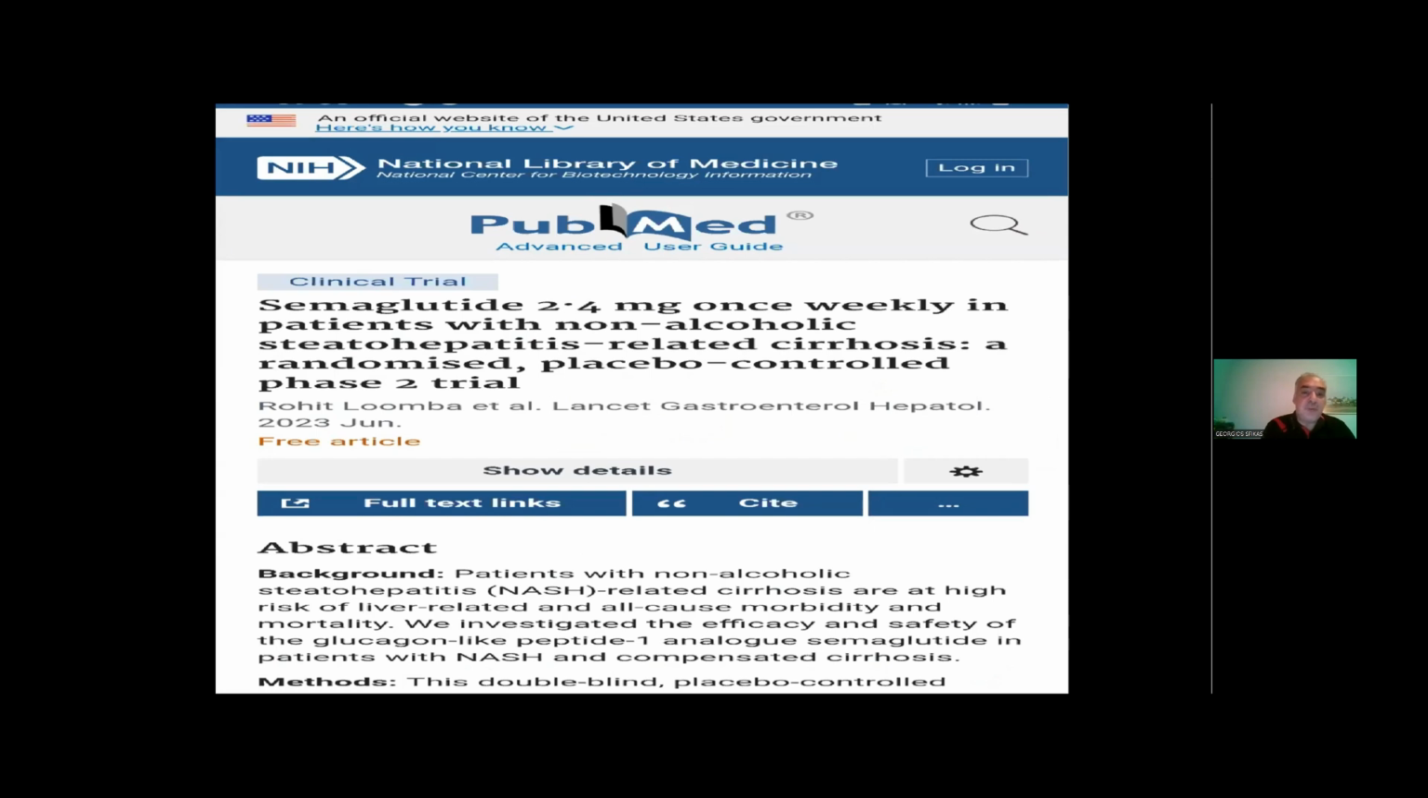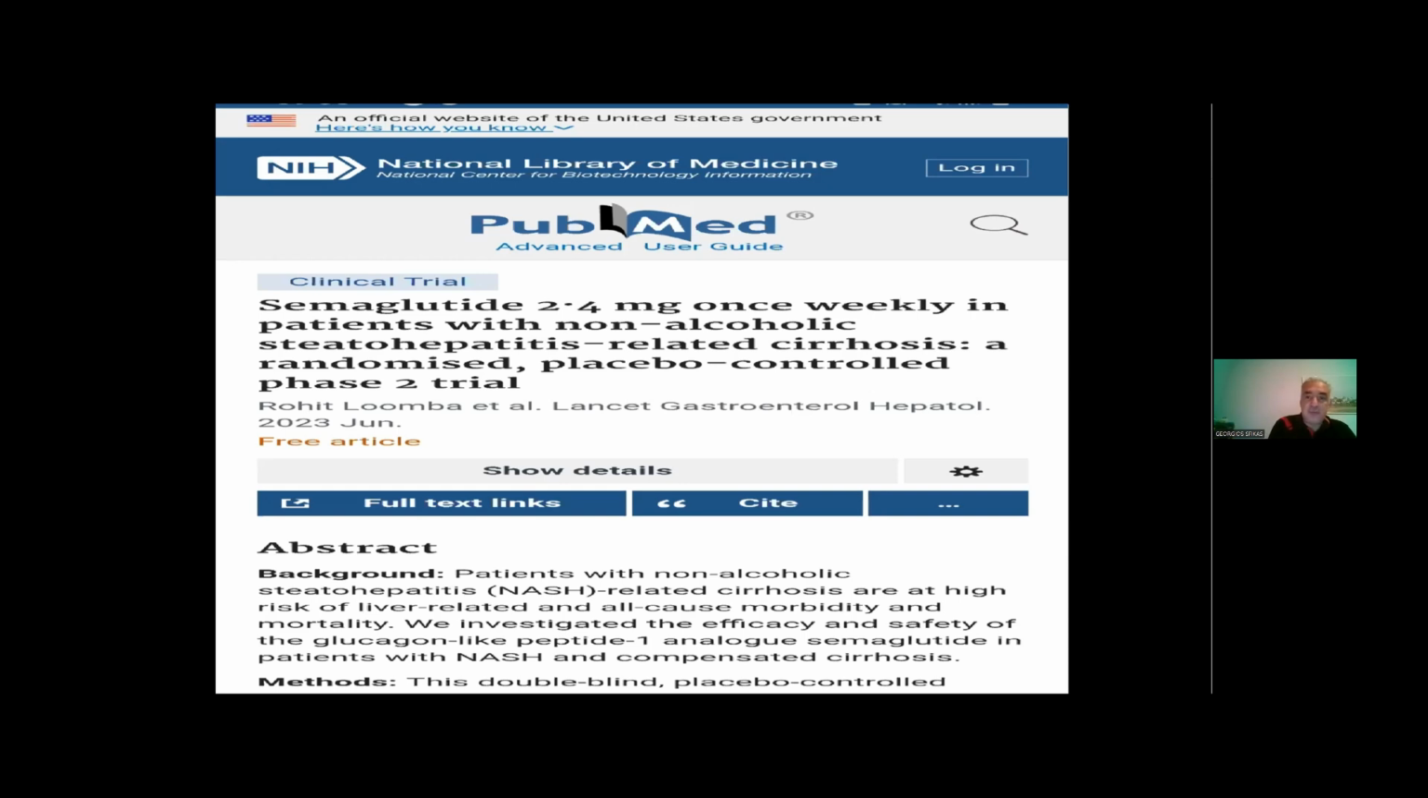Semaglutide 2.4 milligrams once weekly in patients with non-alcoholic steatohepatitis-related cirrhosis. This randomized placebo-controlled phase 2 trial showed no improvement in the fibrosis of these patients. It was really disheartening and left us with many questions. Probably it needs more time. We're not sure about that.